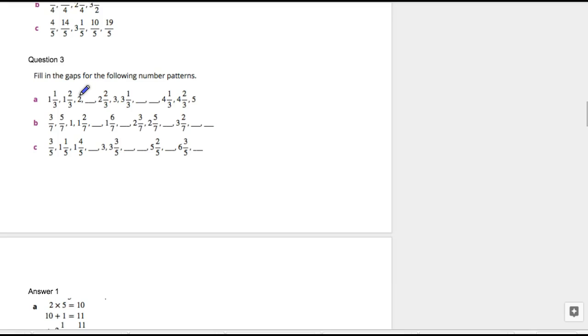So you can see that I've got 1 1/3, 1 2/3, then 2, because 2 is the same as 1 3/3. And then I'm adding another third. So I'm going to write the answer here. So this number here is 2 1/3.